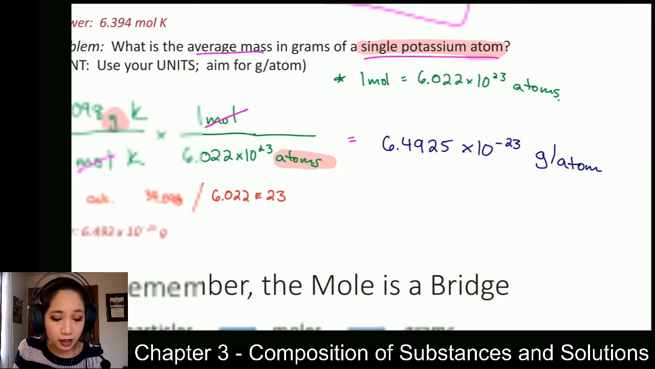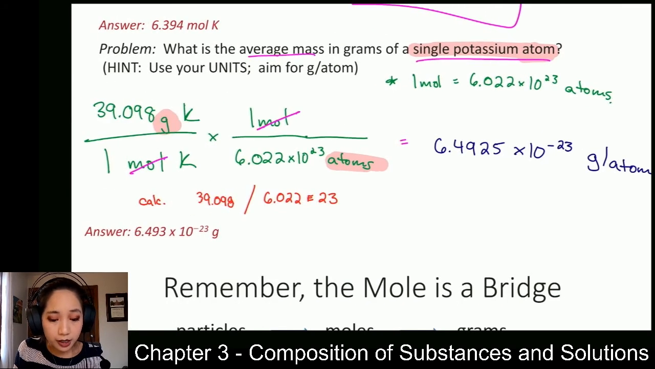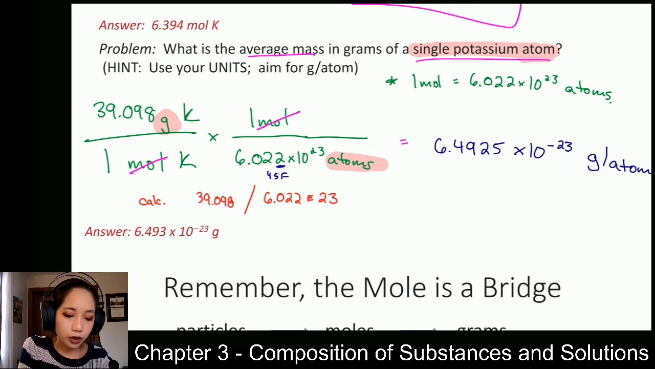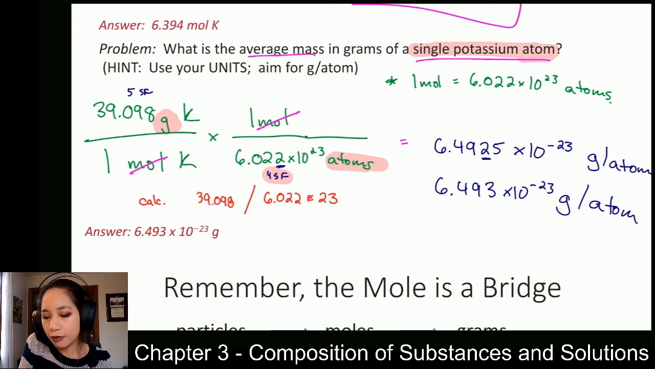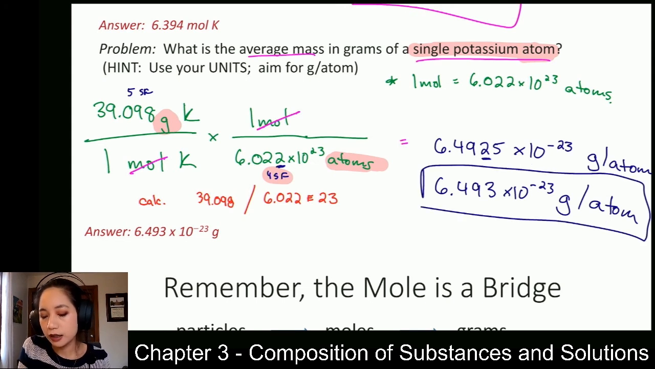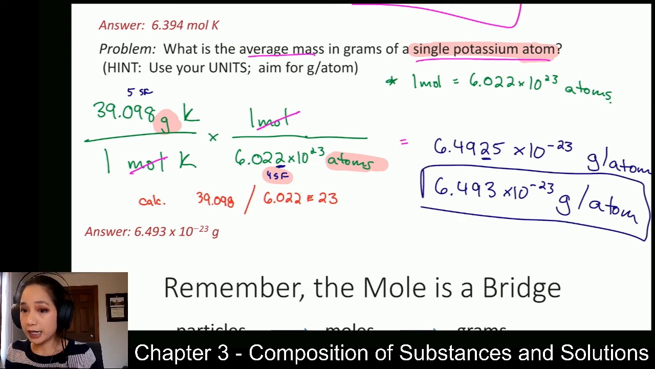So let's look at significant figures. Don't think that I forgot. So in this case, Avogadro's number only has 4 significant figures, while 39.098 has 5. So our answer will be limited by 4 sig figs. I'm going to round right here. So our answer is 6.493 times 10 to the negative 23 grams per atom. That's the average mass of one atom of potassium.